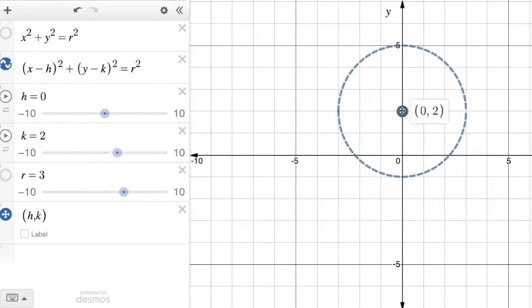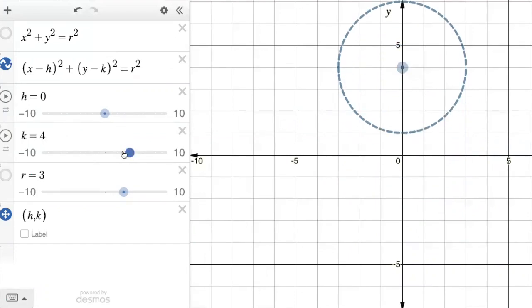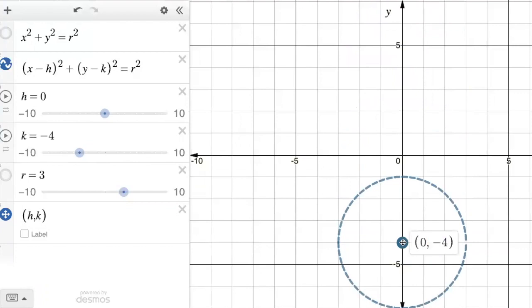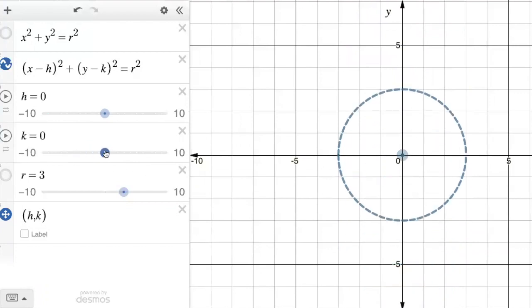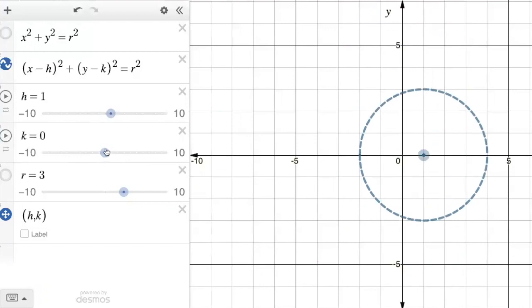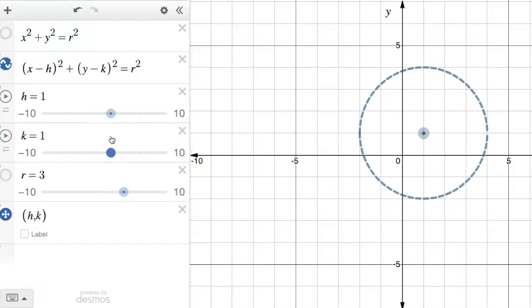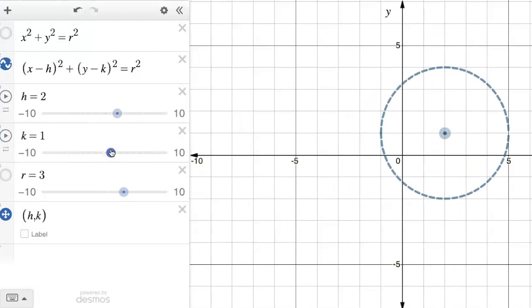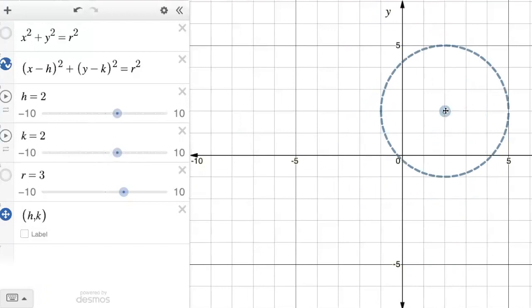Watch what happens. You can see the h value shifts the circle horizontally while the k value shifts it vertically. And we can do both things at once. When I let h and k both equal 1, you can see the center is now located at 1, 1. When h and k both equal 2, it's at 2, 2. And my circle is staying the same size because I haven't adjusted the radius slider.